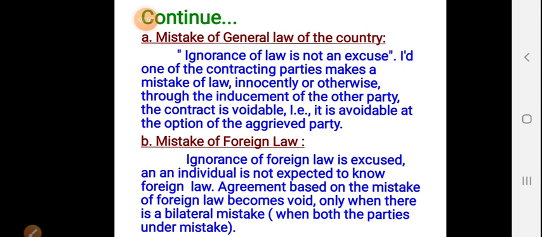An agreement based on the mistake of foreign law becomes void only when there is a bilateral mistake. If there is a mistake from both the parties, it becomes void. Otherwise it is valid if there is a mistake of foreign law.